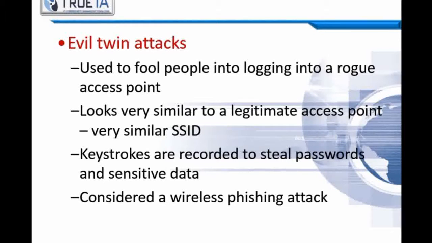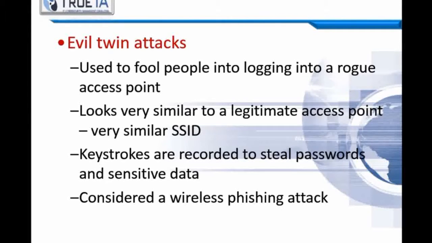Now, this is not to be confused with the evil twin. It is very similar to a rogue access point. However, this is set up by the bad guys. An evil twin is used to fool people into logging into a rogue access point. It looks legitimate. It probably will even have an SSID configured as your network. This is designed to cause confusion.